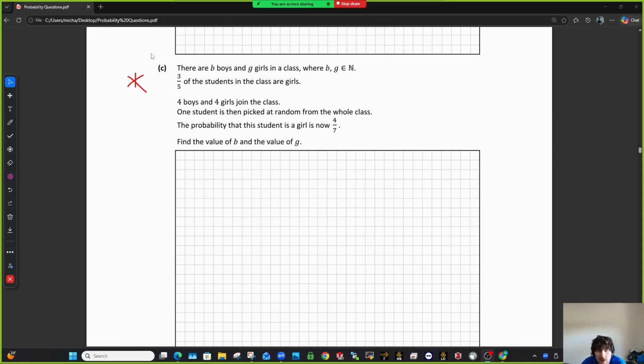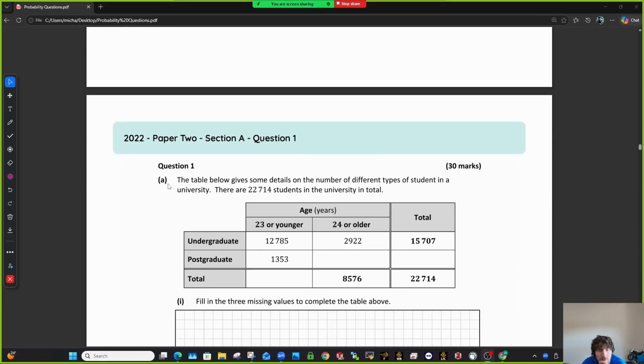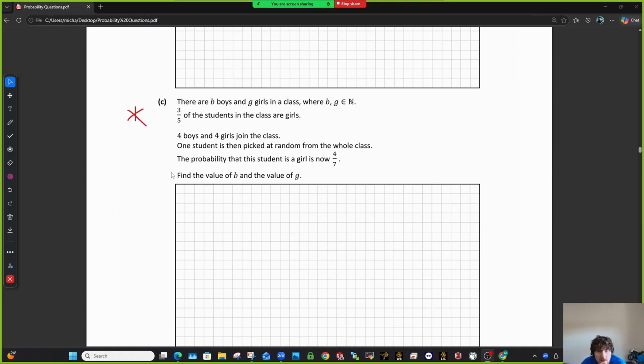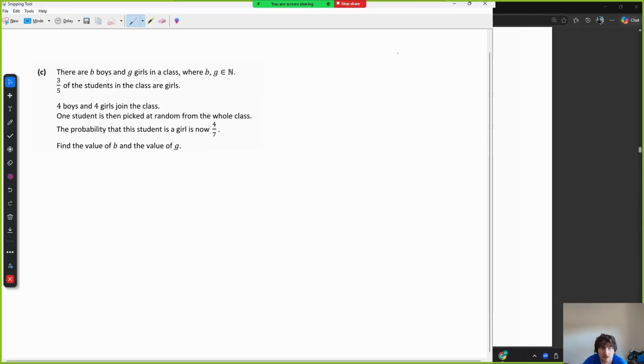So we scrolled along here and found the next question with the red star beside it. Just for people who are interested, this is from 2022's paper. These types of questions come up, where they give you instructions in words and you have to convert them into an algebra statement for your probability. It says B and G are unknowns. Sometimes they're quite nice and give you the variable names. Find the value of B and G. So pause the video.